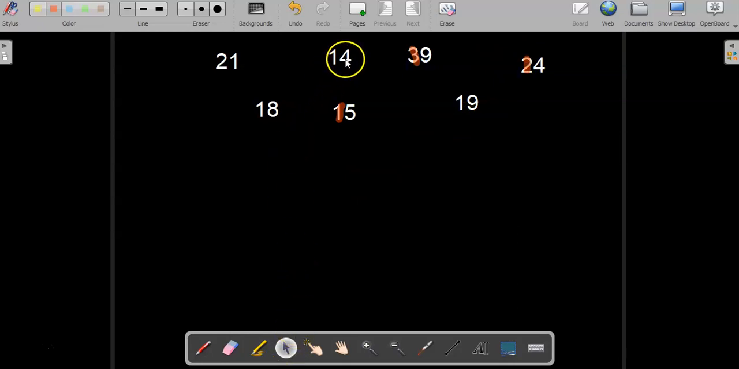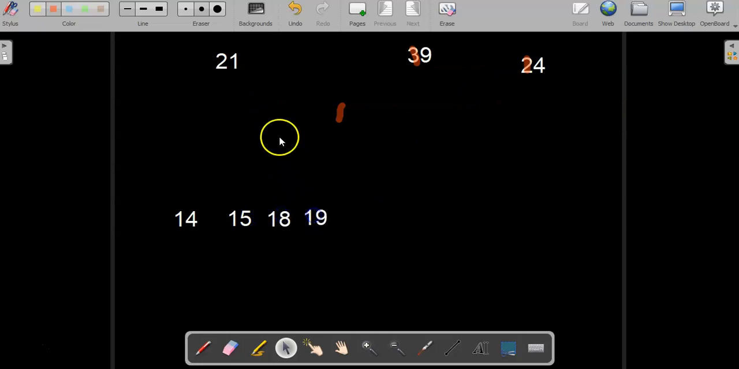I can see 14 is my smallest number. I'm going to go ascending with this, followed by 15, 19, 21, 24, and 39. So my numbers have now been arranged in size order.